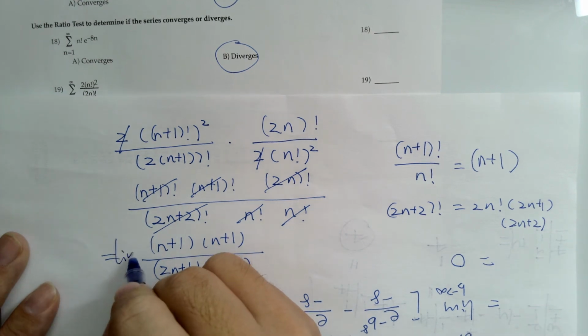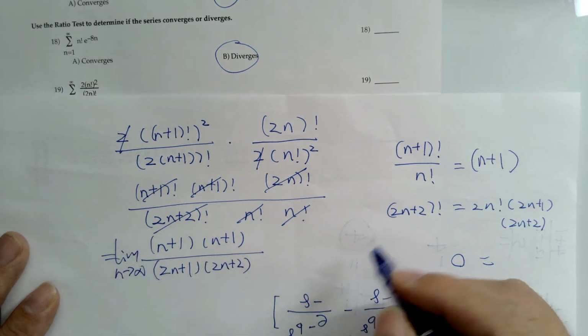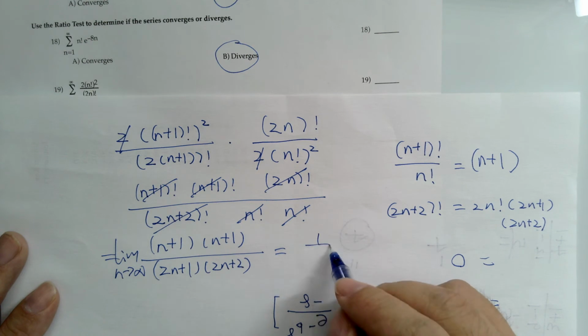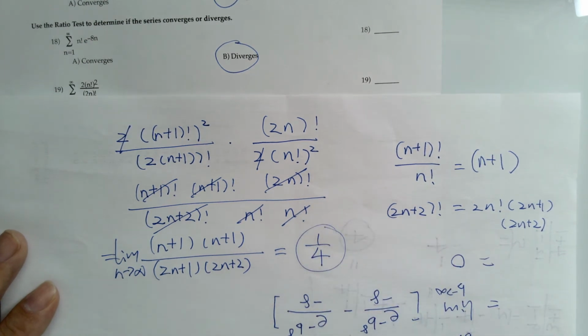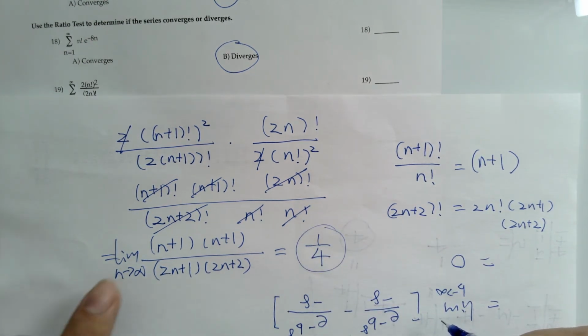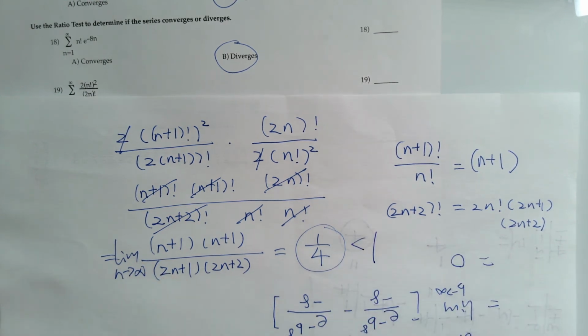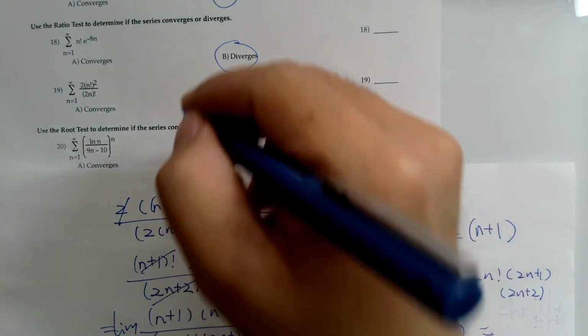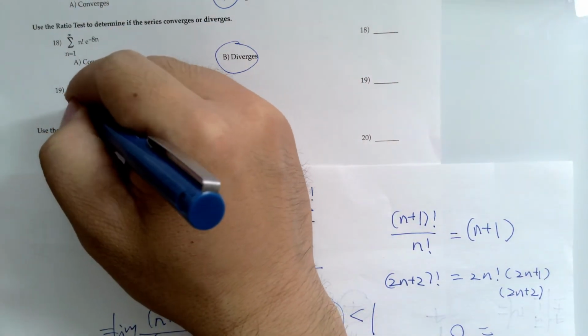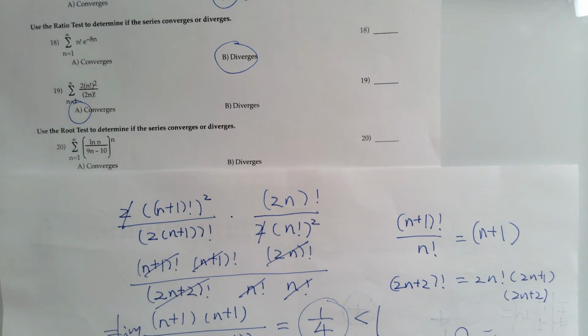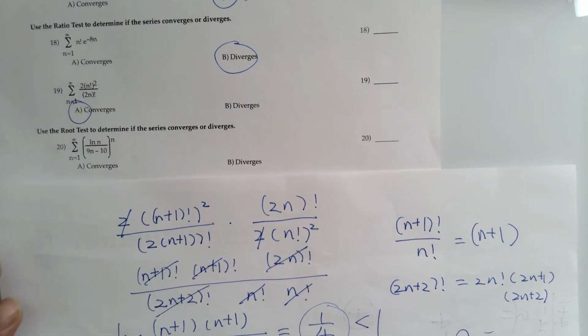So if we take the limit as n goes to infinity, turns out that this is very easy to compute. It's just n squared over 4n squared, so it's just 1 over 4, so it's less than 1, hence the series converge. Okay, cool.